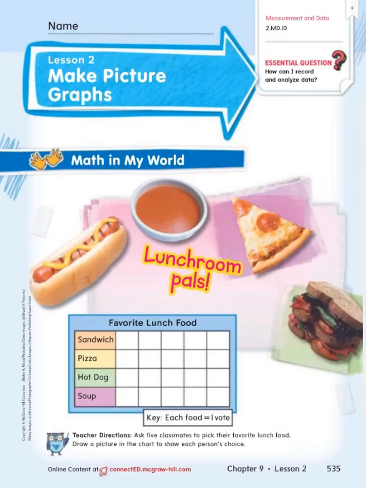So hopefully as you're watching this video, you've got pages 535, 6, 7, and 8 in front of you. Today, we're going to look at Lesson 2, and we're going to talk about making picture graphs, which are not difficult at all. They're very similar to the ones that we did yesterday with the tally charts, with the tally marks. And our essential question, how can I record and analyze data?